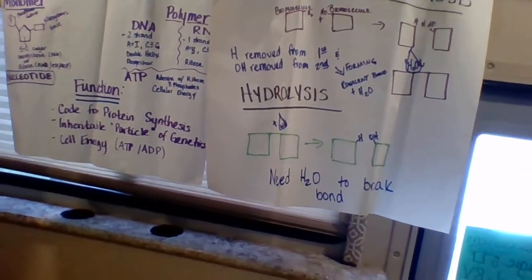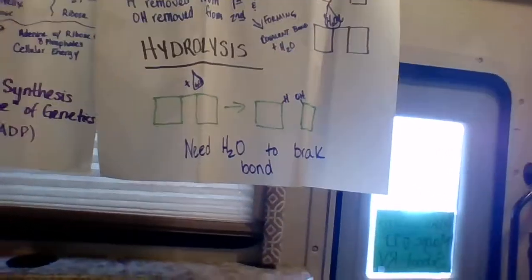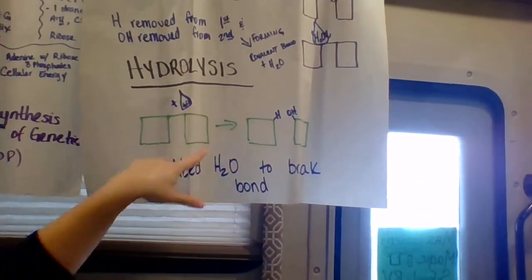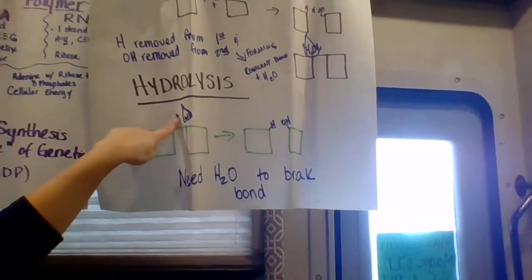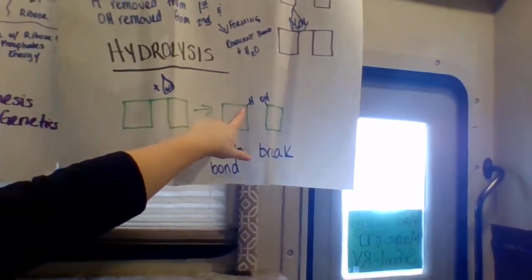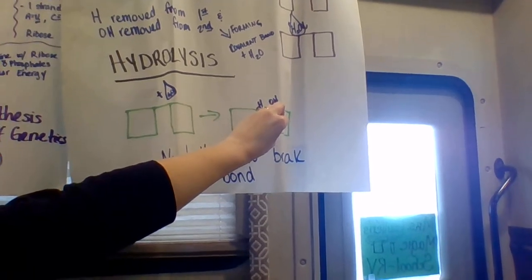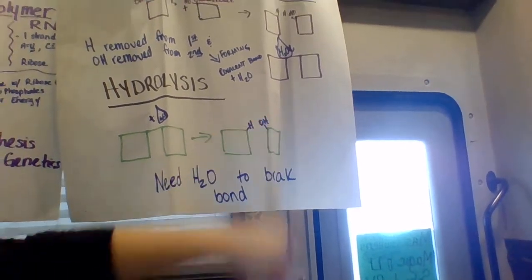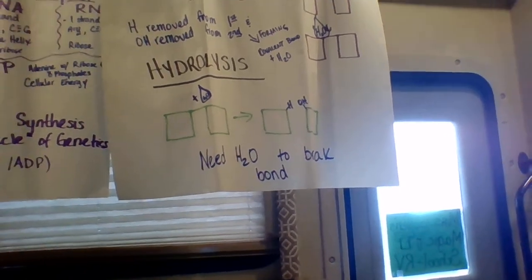Hydrolysis is the exact opposite. So hydro meaning water, and lysis meaning to break down. We have a polymer of some sort, and we have to add water to it. That is going to provide the hydrogen and the OH necessary for each of those monomers to split back into their original shape. So we release water when we build polymers, and we need water when we break polymers.